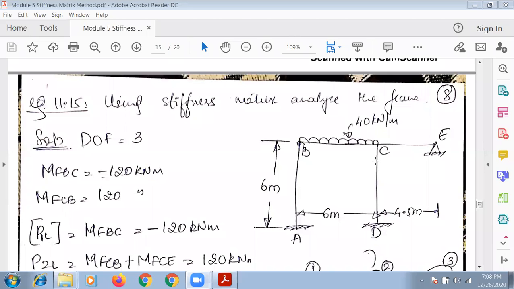Hello everyone. So let us continue with the next problem. Using the stiffness matrix, analyze the given frame. Again, nowhere in the problem do they give you whether it's a sway or a non-sway frame. So it's a simple non-sway frame.